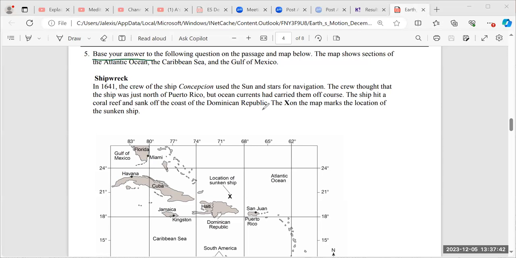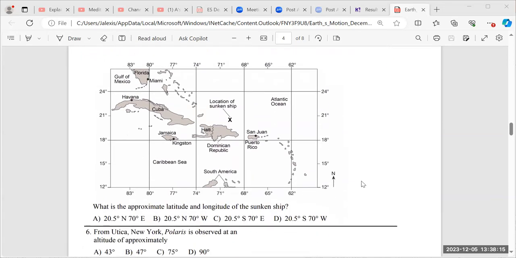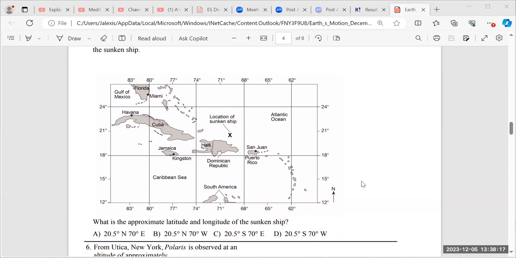Base your answer to the following question on the passage and map below. The map shows sections of the Atlantic Ocean, the Caribbean Sea, and the Gulf of Mexico. In 1641, the crew of the ship Concepcion used the sun and stars for navigation. The crew thought that the ship was just north of Puerto Rico, but ocean currents had carried them off. The ship hit a coral reef and sank off the coast of the Dominican Republic. The X on the map marks the location of the sunken ship.